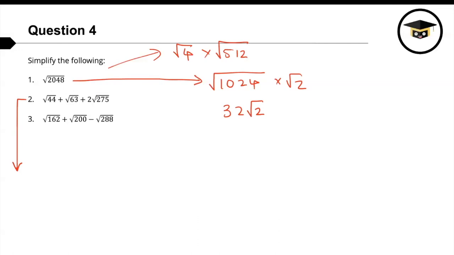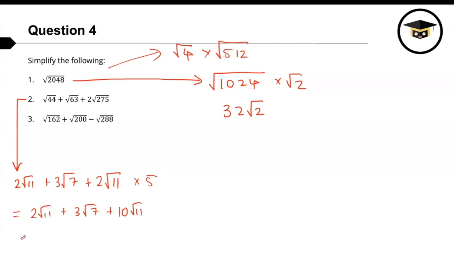Root 44 plus root 63 plus 5 times root 275. So the root 44 we can simplify into 2 root 11. The root 63 we can simplify into 3 root 7. And then the root 275, we can simplify that into 5 root 11. So I'm just going to write that and then times that by 5. So then we've got 2 root 11 plus 3 root 7 plus 5 times 2, so 10 root 11. Collect the like terms, so we end up with 12 root 11 plus 3 root 7.